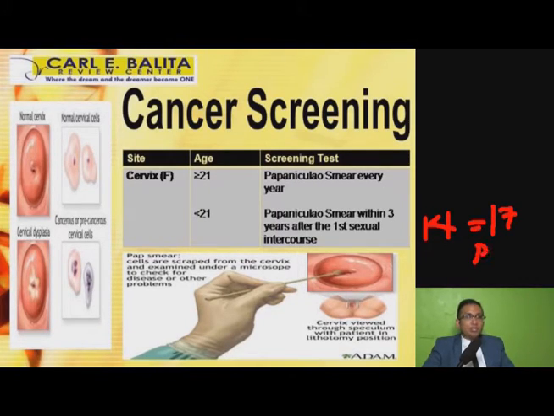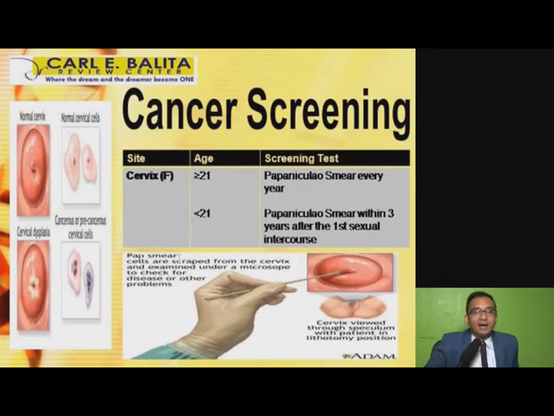Okay? For detection. So, tandaan, for pap smear, 21 years of age and above every year. For less than 21 years of age, it should be what? It should be within 3 years from the first coitus. Alright, so that is for cervical screening test.